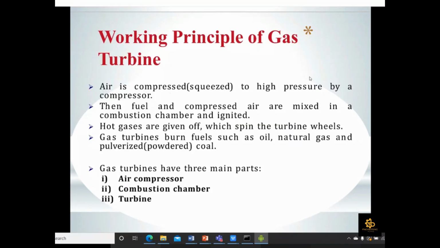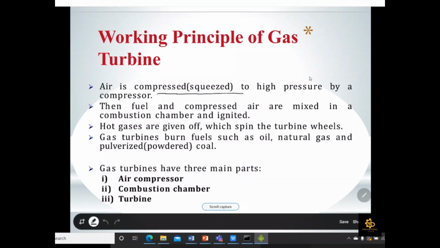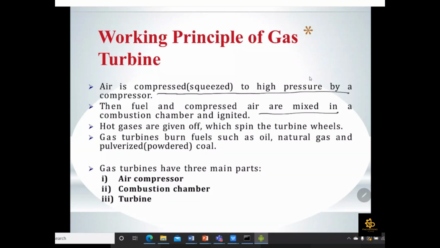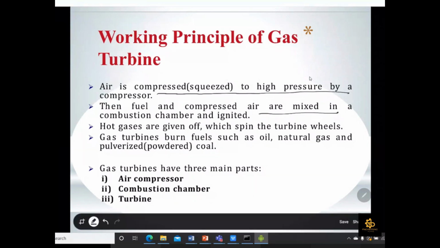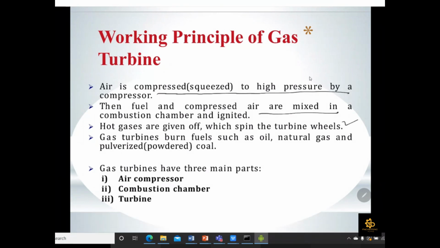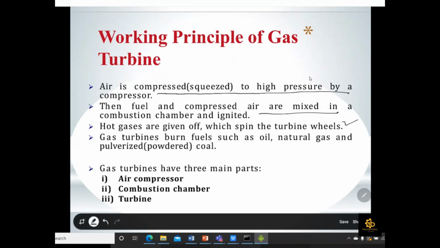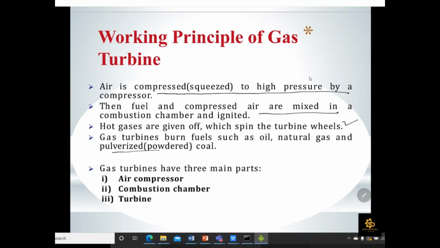Okay, so the working principle we already talked about. Air is compressed to high pressure, then fuel and compressed air are mixed in a combustion chamber. Hot gases, which are the exhaust gases, spin the turbine wheel. So here we have to use hot gases or the exhaust gases to produce some work. A gas turbine burns fuels such as oil, natural gas, and powdered coal, and these are the components.